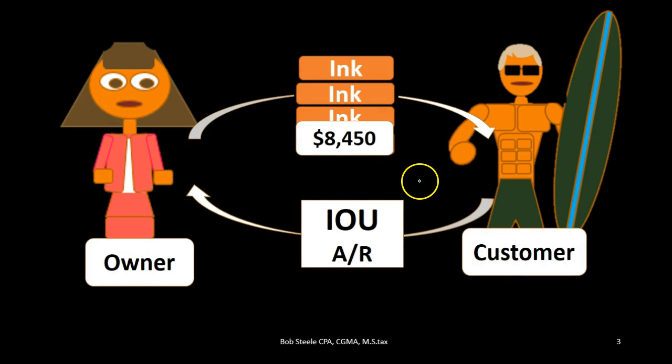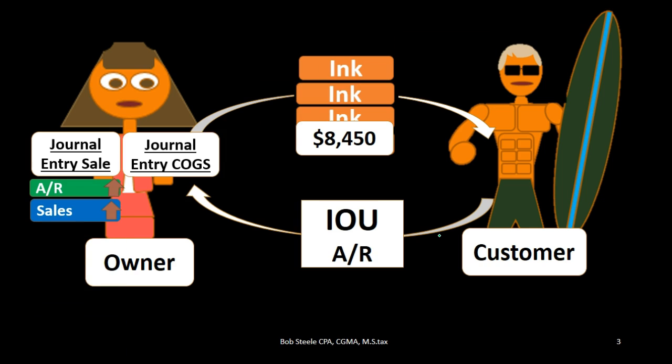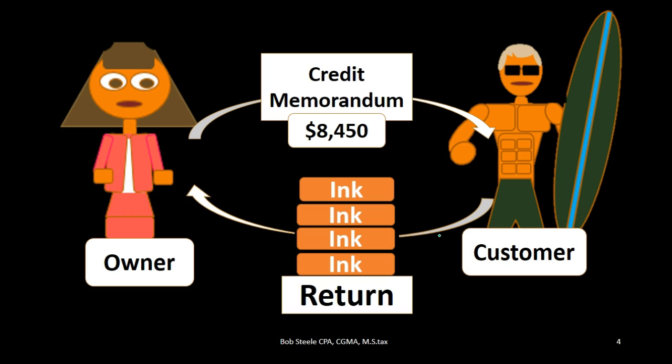If we had a customer that was to purchase inventory and gave us an IOU, the transaction for the purchase would be that we would have accounts receivable go up, sales go up, and on the inventory side, inventory would go down and cost of goods sold would go up. If at a later time the customer then returned the inventory for whatever reason, we may then issue a credit memo. What that means to the customer is, customer, you no longer owe us that $8,450. So it's reducing the balance that is owed.